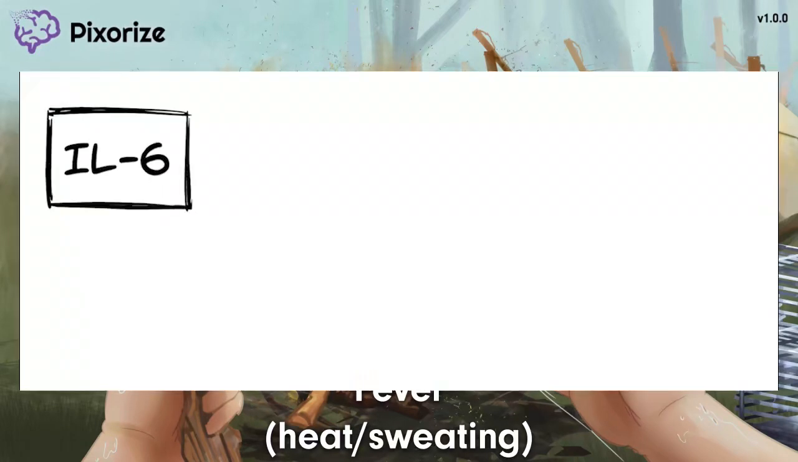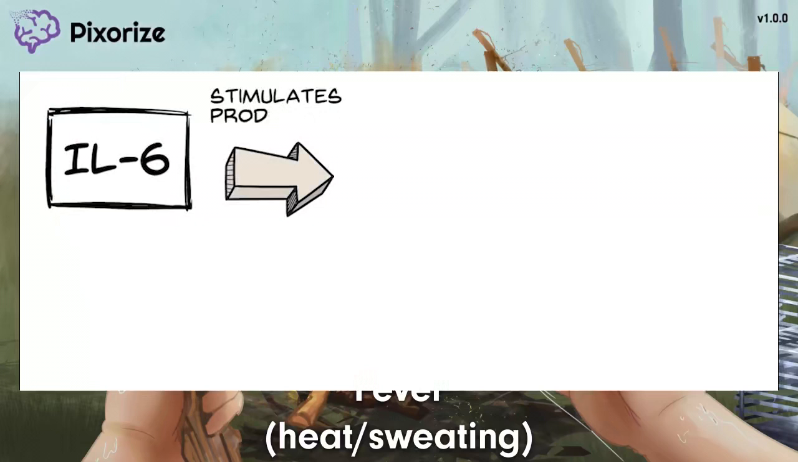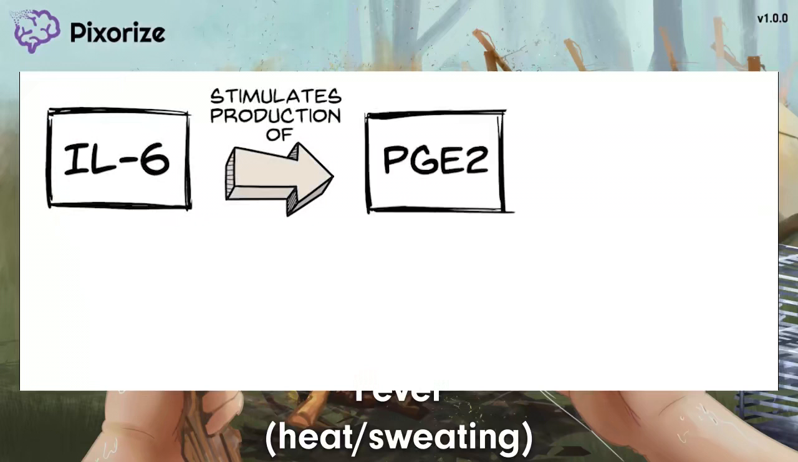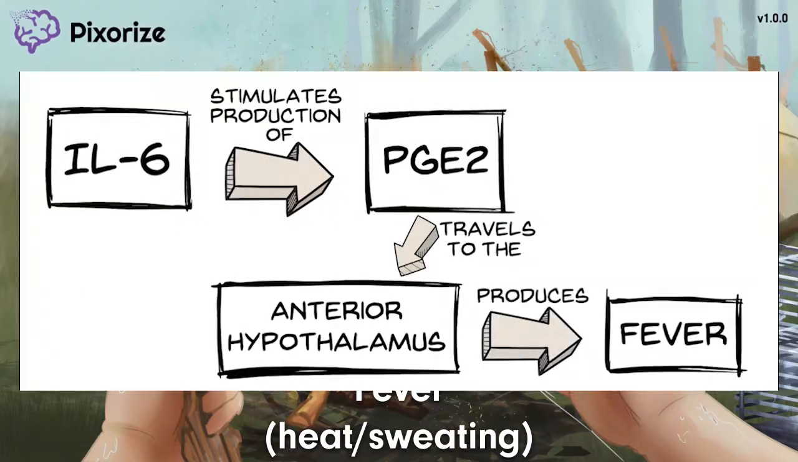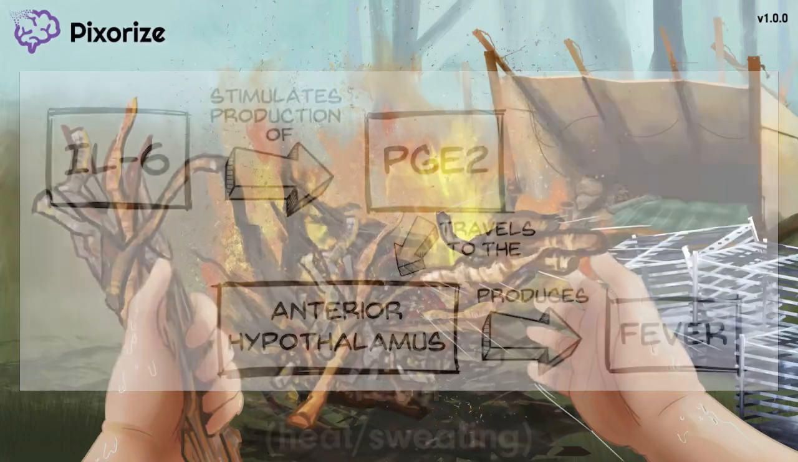IL-6 travels to the brain, where it enters cells and leads to the production of PGE2. PGE2 then travels to the anterior hypothalamus, where it increases our body's set point for temperature, causing fever. This is a lot of detail, so just remember that IL-6 causes fever, and you'll be set for test day.